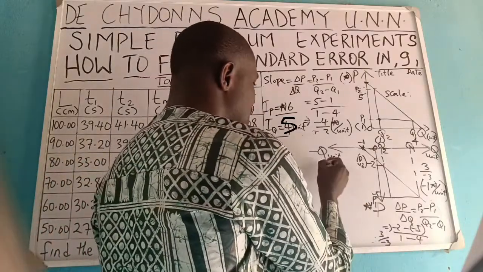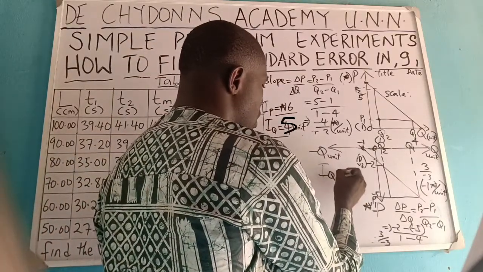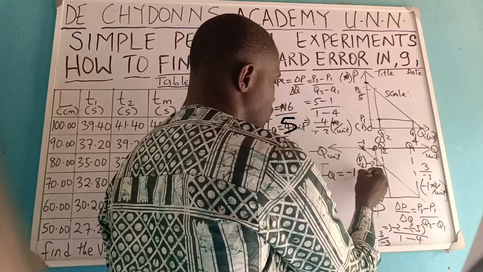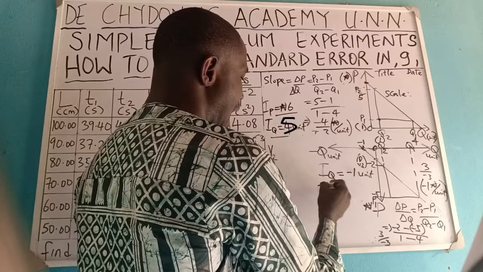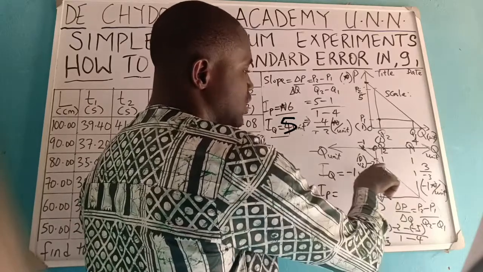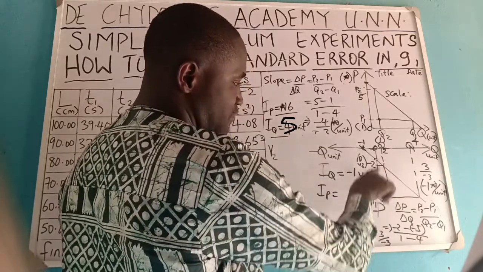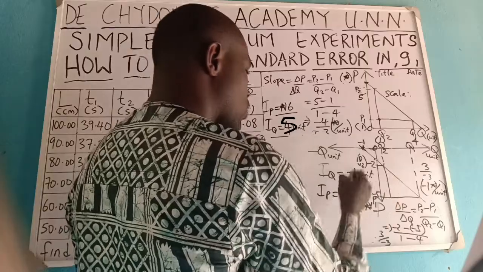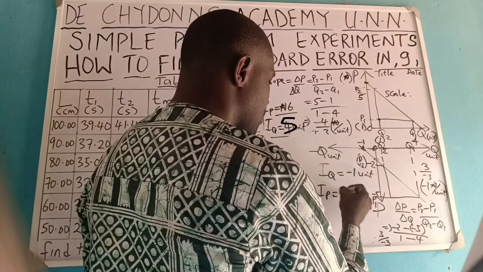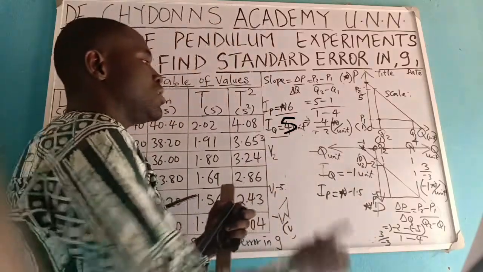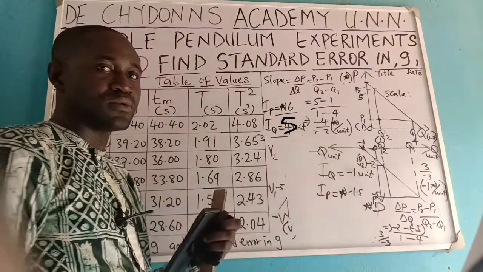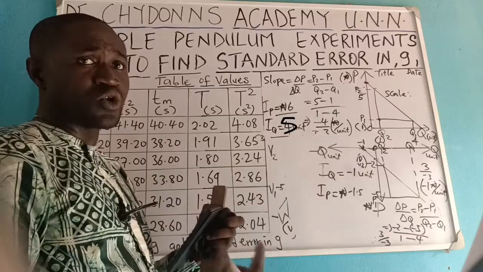So you now say IQ will be equal to negative 1 unit. Then IP will be equal to, where does it meet your P axis, your vertical axis? Is equal to minus 1.5 what? Naira. You attach the unit to it. Okay? So that is how to do it.